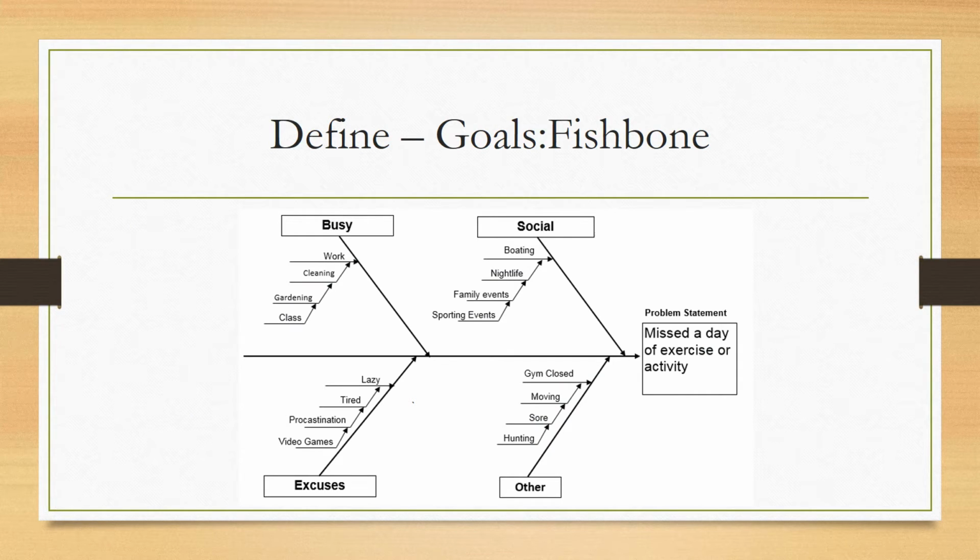Continuing with the define phase, one of the first steps I did was I created a fishbone to be proactive and map out some of those things that might intervene with the workout. So looking at the fishbone, the problem statement was missed a day of exercise or activity, and the different parts of the fishbone will be the reasons why.